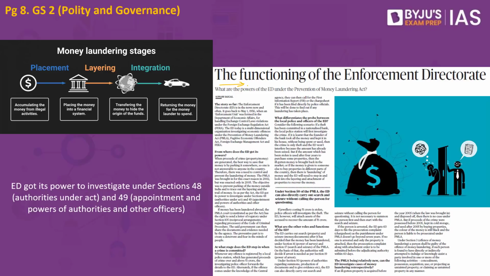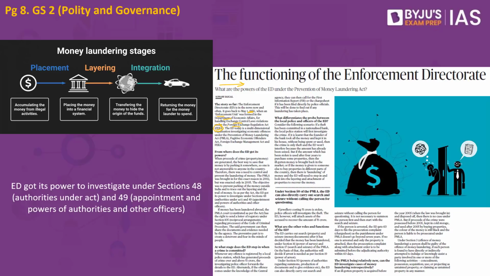When we look into the creation of the Enforcement Directorate, the origin of the directorate goes back to the year 1956, when it was created as an enforcement unit formed under the Department of Economic Affairs for handling exchange control laws and its violations under the Foreign Exchange Regulation Act. So it was created back in the year 1956 under the FERA Act, basically to handle exchange control law violations under the Foreign Exchange Regulation Act.